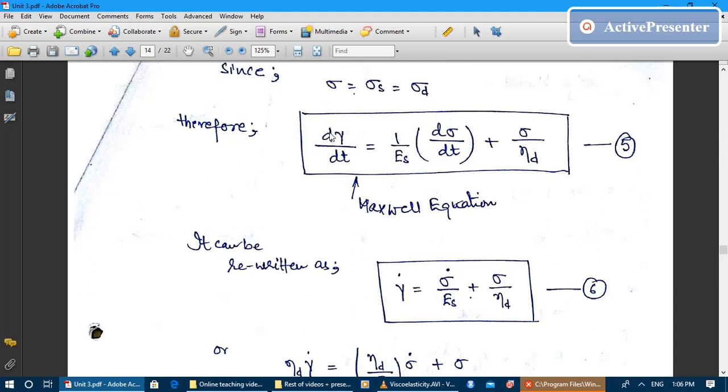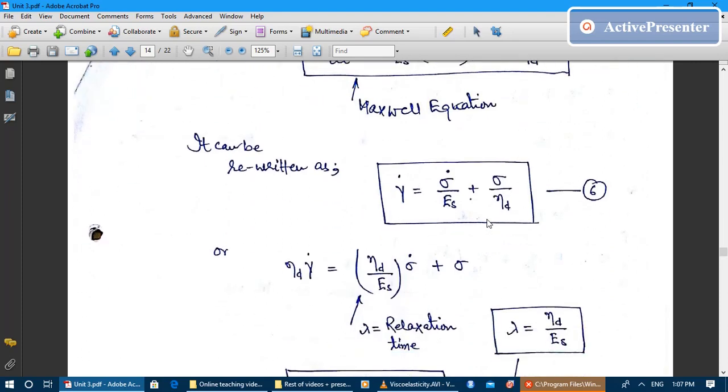We can also write this equation in this term. Instead of writing d gamma over dt, I can write gamma dot. So this is the strain rate. Strain rate in the Maxwell model is equal to 1 over ES, and d sigma over dt is stress rate represented by sigma dot. So sigma dot over ES plus sigma over eta d. This is another form of the Maxwell equation. Both are the same, just a difference in the method of expression.